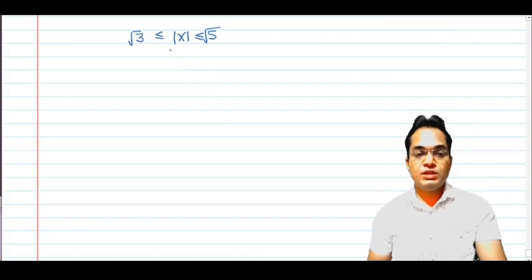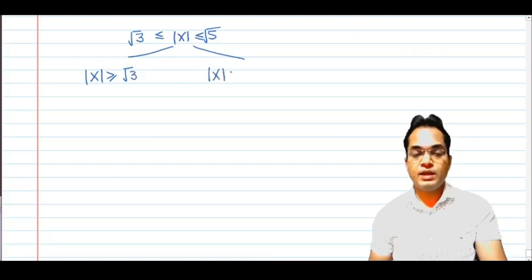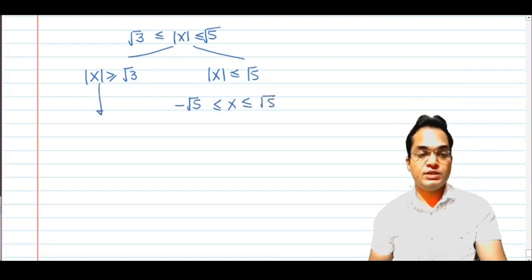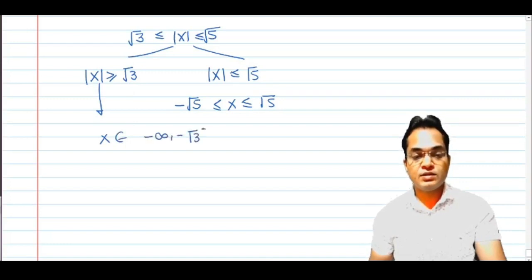Okay, then there are two parts. One is this, second is this. The statement is this, mod x greater than equals to √3, and this statement is mod x less than equals to √5. As we know, the solution of this side will be x from -√5 to √5, as you know, yes or no? And for this one, mod x is greater than √3, means your answer will be x belongs to -∞ to -√3 union √3 to infinity.